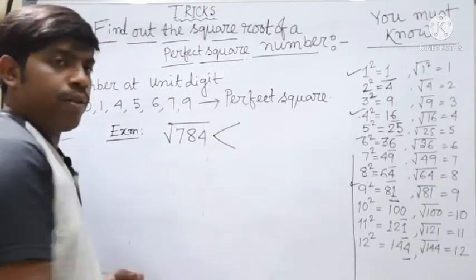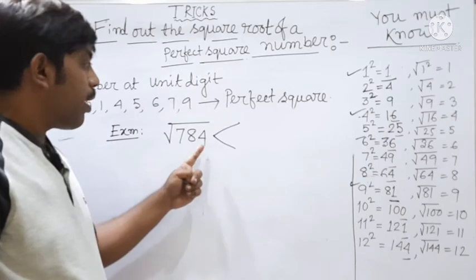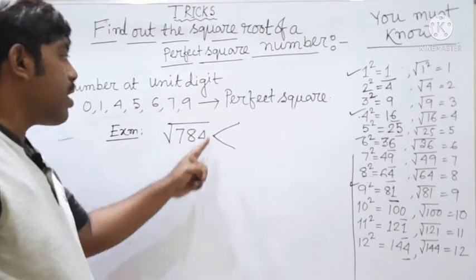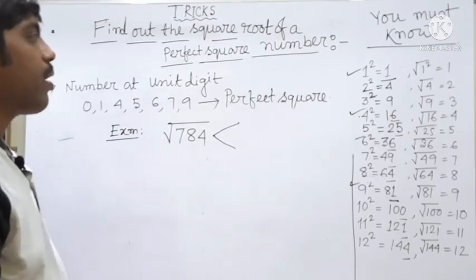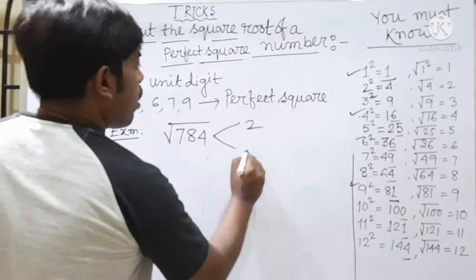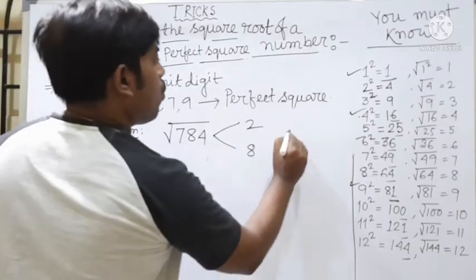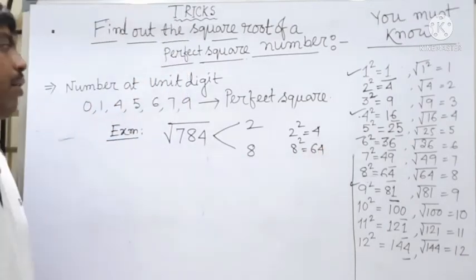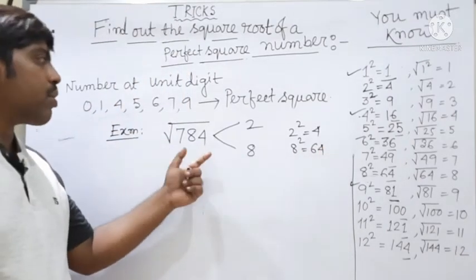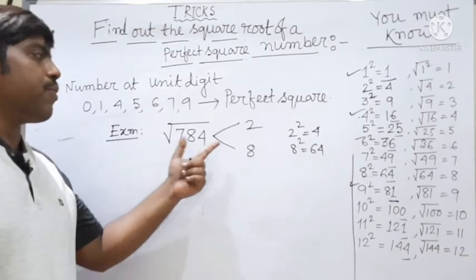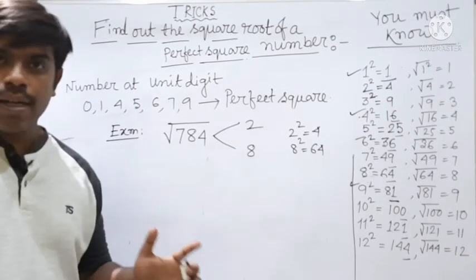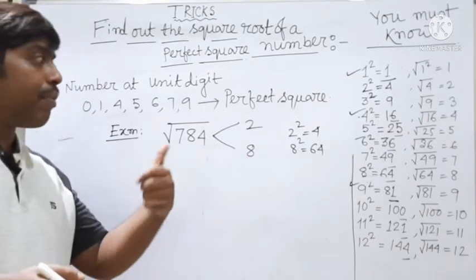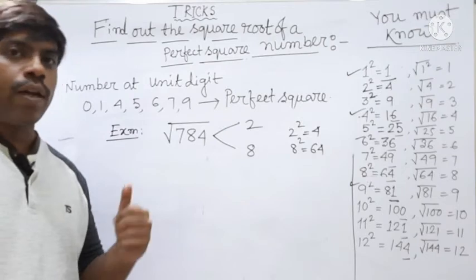So, from the table, what do we know? That if the unit digit is 4, then the unit place of the square root of this number will be 2 or 8, because 2 square is equal to 4 and 8 square is equal to 64. Here the unit digit is 4, so its square root's unit digit will be 2 or 8. Is it clear? Yes, obviously it is clear, because we have done it already in the previous table. You can follow the table once again.